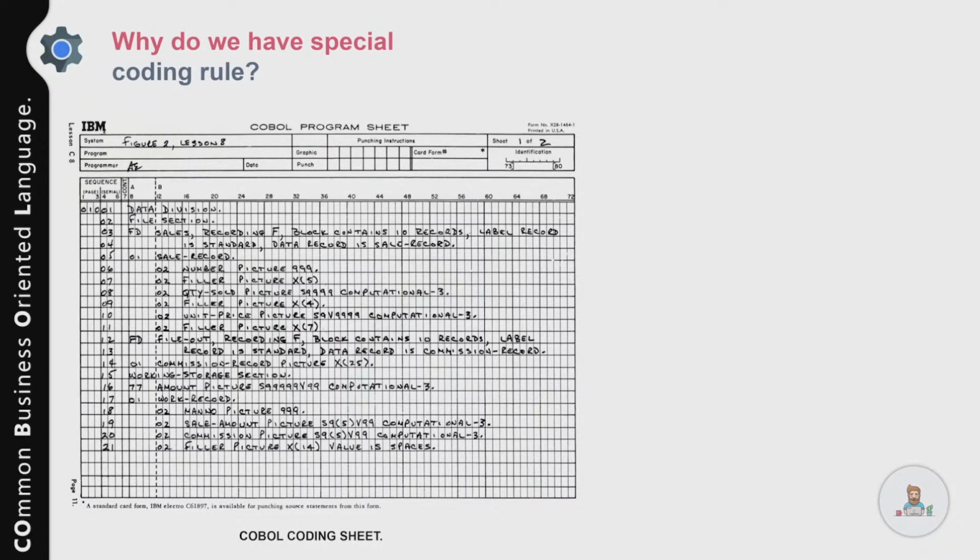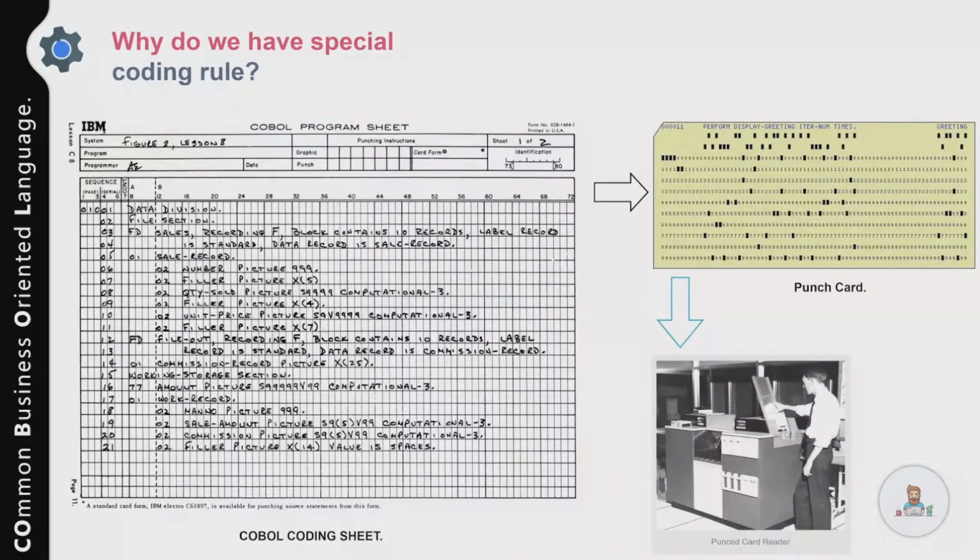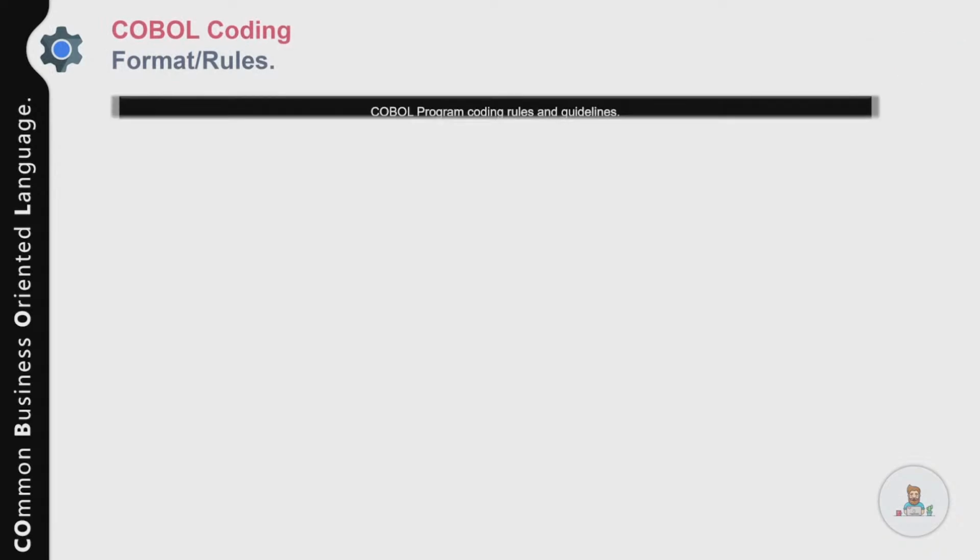Now let me summarize the entire process which was followed during the 1960s or 70s to write a COBOL program. Let's say you want to write a COBOL program. In that case, you will use a coding form or COBOL coding sheet, and on this sheet you'll write your COBOL program. After that you'll pass your COBOL program to a punch card operator for transferring that into a punch card, and then submit it to a computer operator to load it into a computer using a punch card reader.